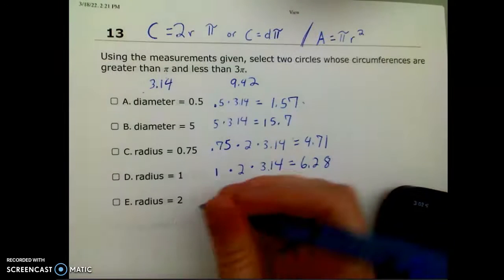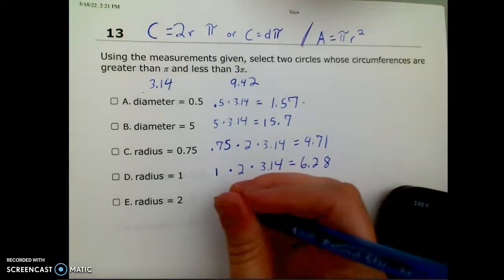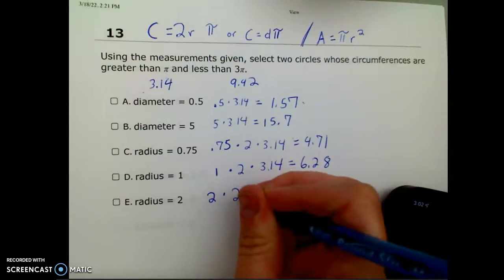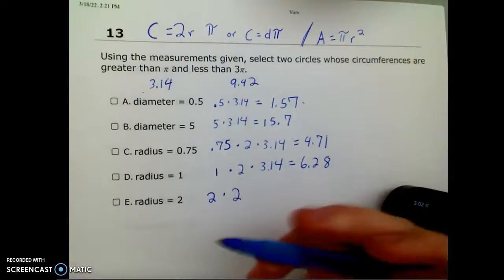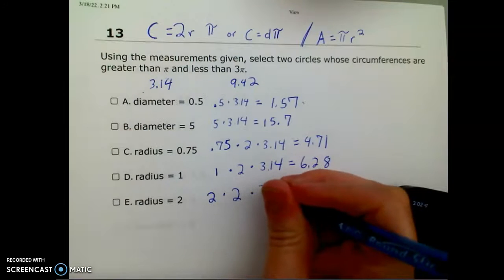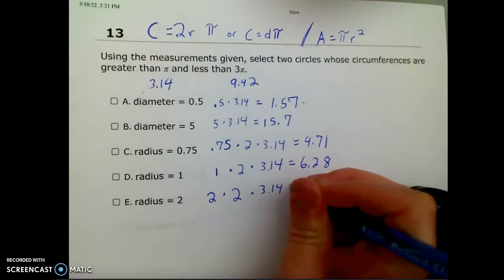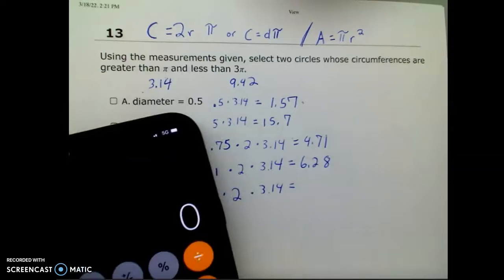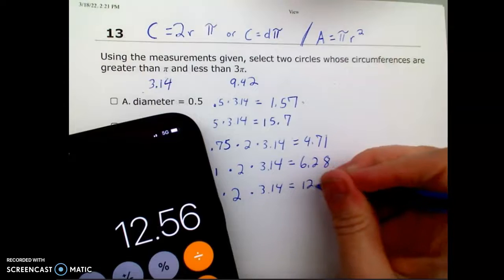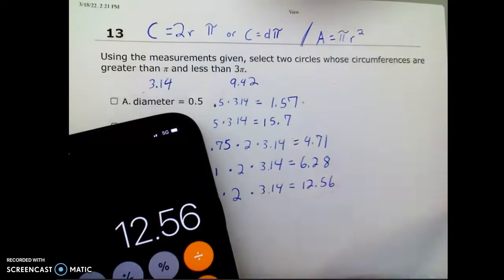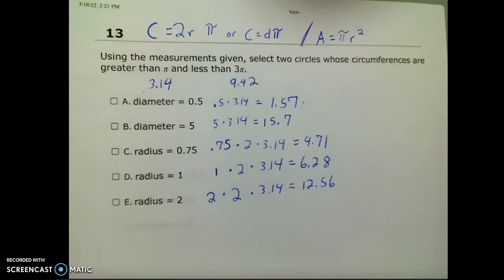1 more circle to go. The radius is 2. So I will take the radius, which is 2, times 2, because my formula said so, times pi. Come on, calculator. And I end up with 12.56. Now, I've just found the circumference for each of these circles.